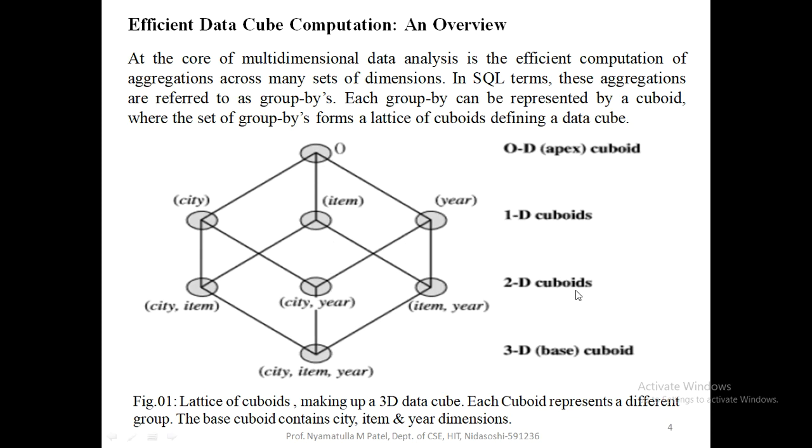Here, the 0D cuboid will give you all the sales with respect to all the 3 dimensions, whereas the 1D cuboids will give you sales with respect to city, item, and year respectively. The 2D cuboids will give you sales with respect to city and item, city and year, and item and year, and the last one gives all the 3 dimensions: city, item and year.